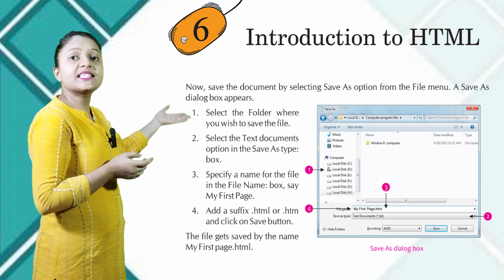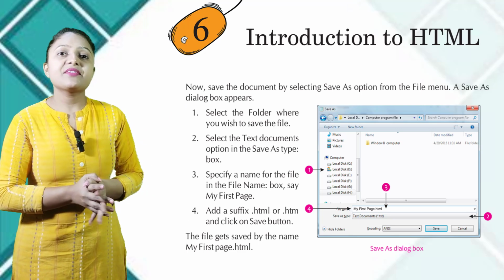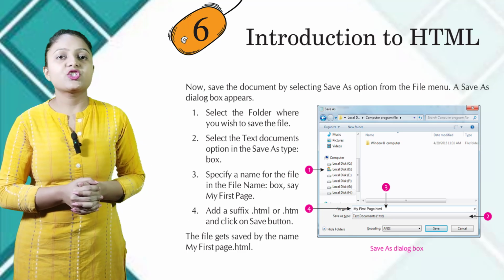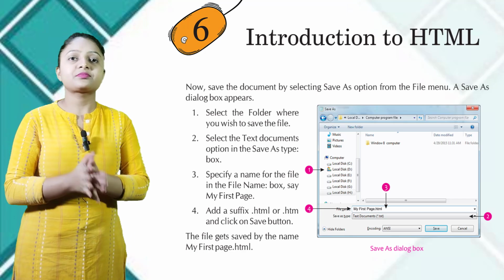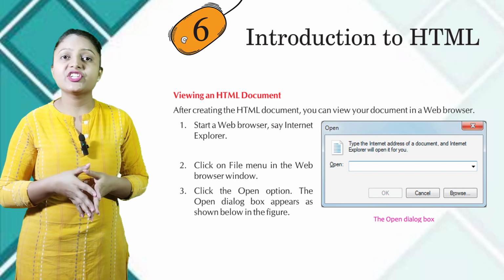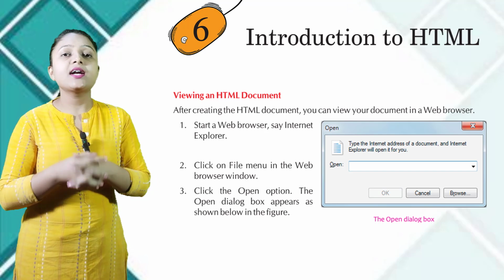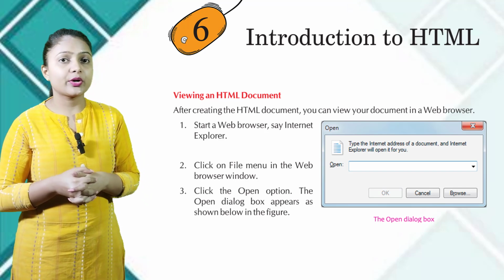In this image, you can see the Save As dialog box. The file gets saved by the name myfirstpage.html. Viewing an HTML document. After creating the HTML document, you can view your document in a web browser. First, start a web browser, say Internet Explorer.